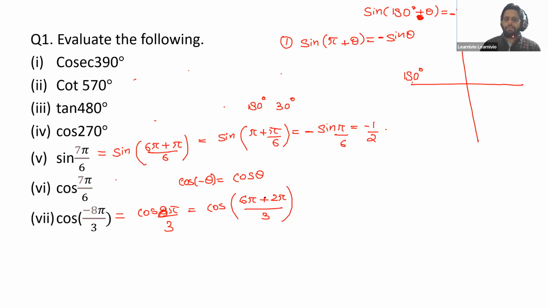Always remember one thing, always try that whatever angle you will get here, that will be less than 90. So 2 pi is 360. I will tell you later on. Please try this on your own first. Okay, sir.